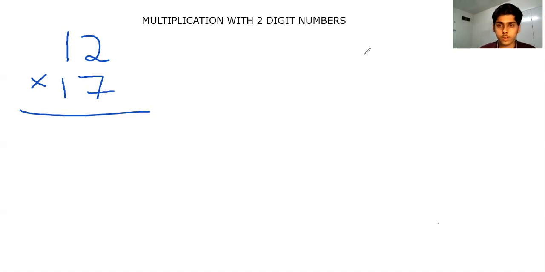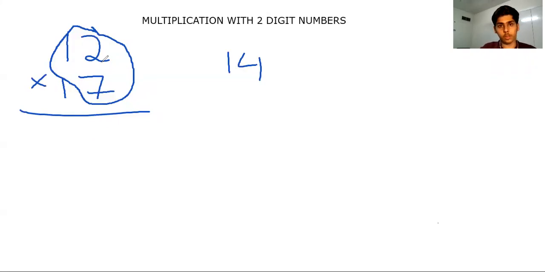Now, why don't we just understand what we need to do here? Firstly, why don't we focus on just the one digit aspect of this question? Okay, what is 7 multiplied by 2? We know the answer is going to be 14, right? 7 times 2 is going to be 14.